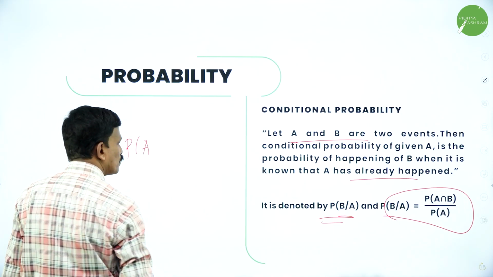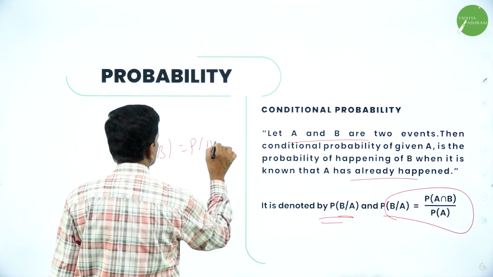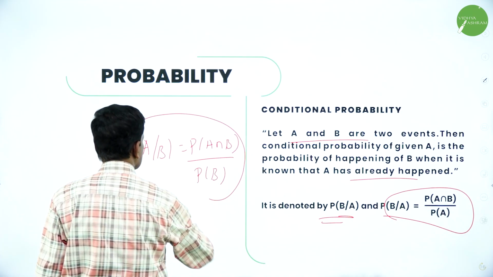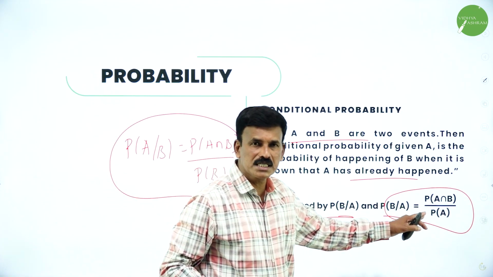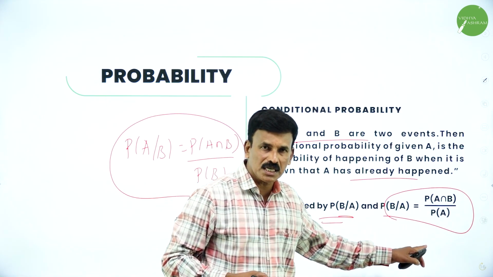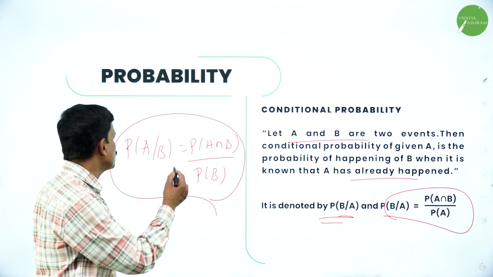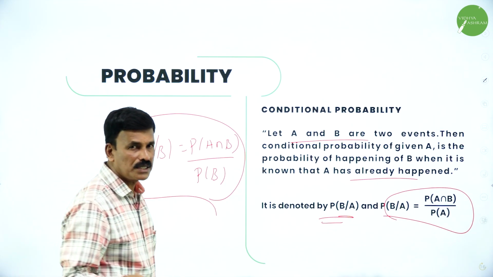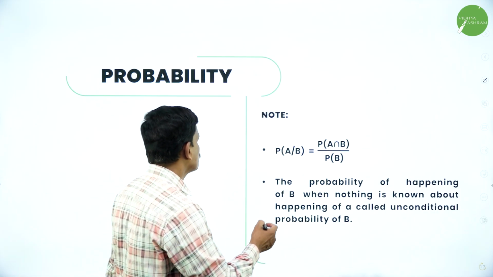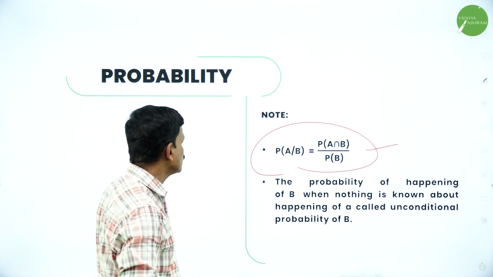Suppose you want to write the probability of A by B. Then the probability of A by B is equal to probability of A intersection B divided by probability of B, if B has already occurred. Here, if A has already occurred, it is probability of A intersection B by probability of A. If you cross multiply, you will get this relation.